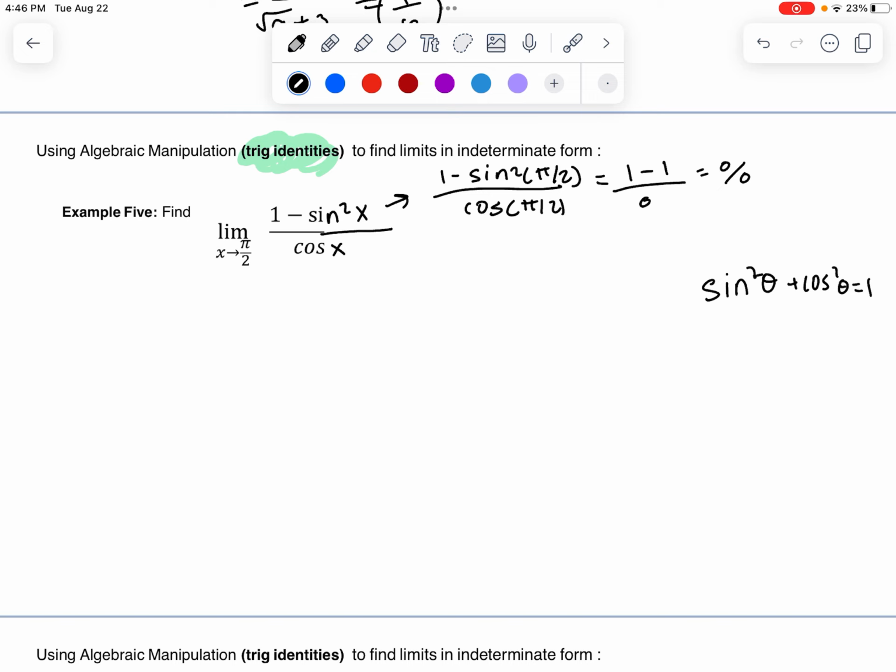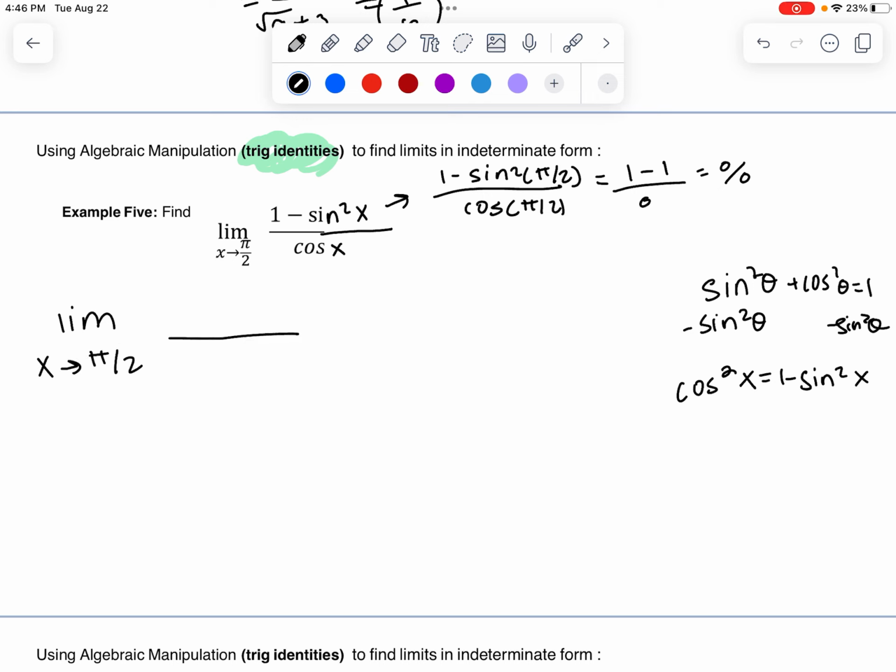Obviously, this doesn't match that perfectly, but if I were to subtract sine squared theta on both sides, in this case x, on both sides, I would get cosine squared, I'm going to change it to x because that's what we're using, equals 1 minus sine squared x. Therefore, that matches our numerator now. So what I'm going to do is replace 1 minus sine squared x with cosine squared x because that is what it is equivalent to based on that identity.